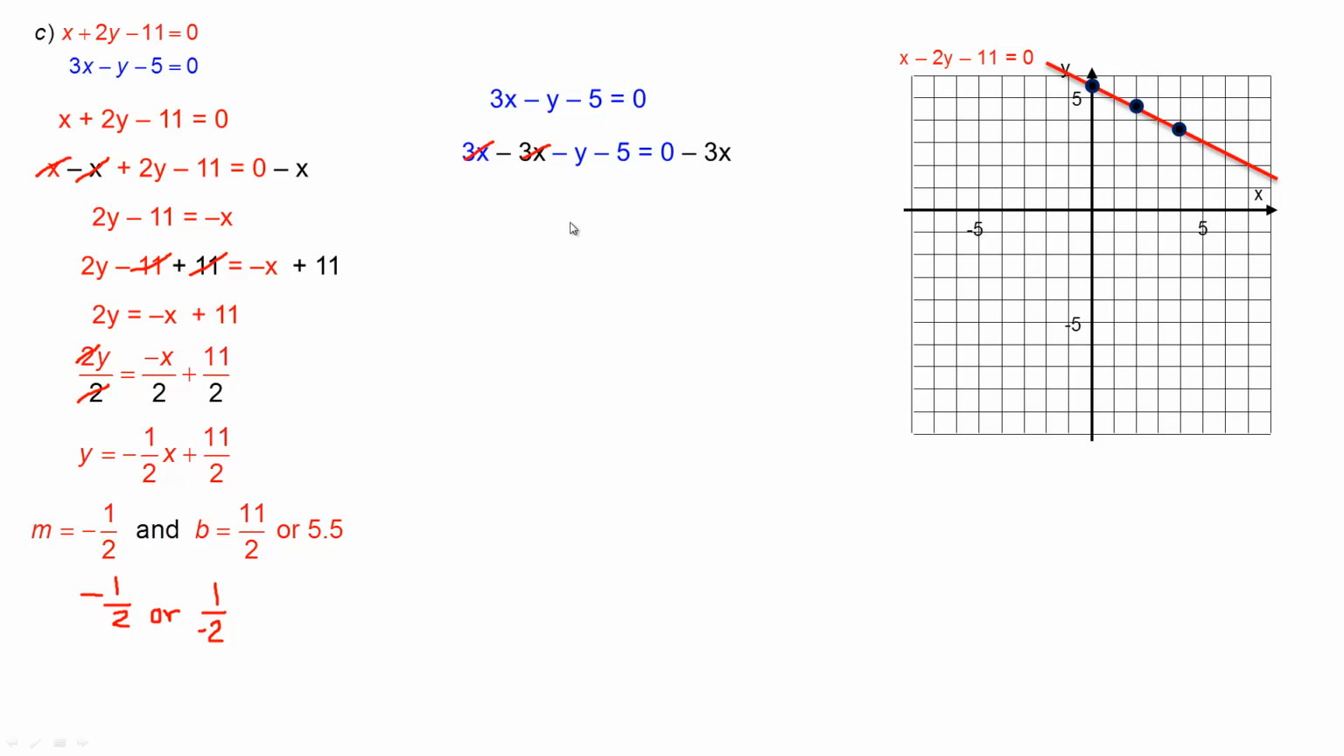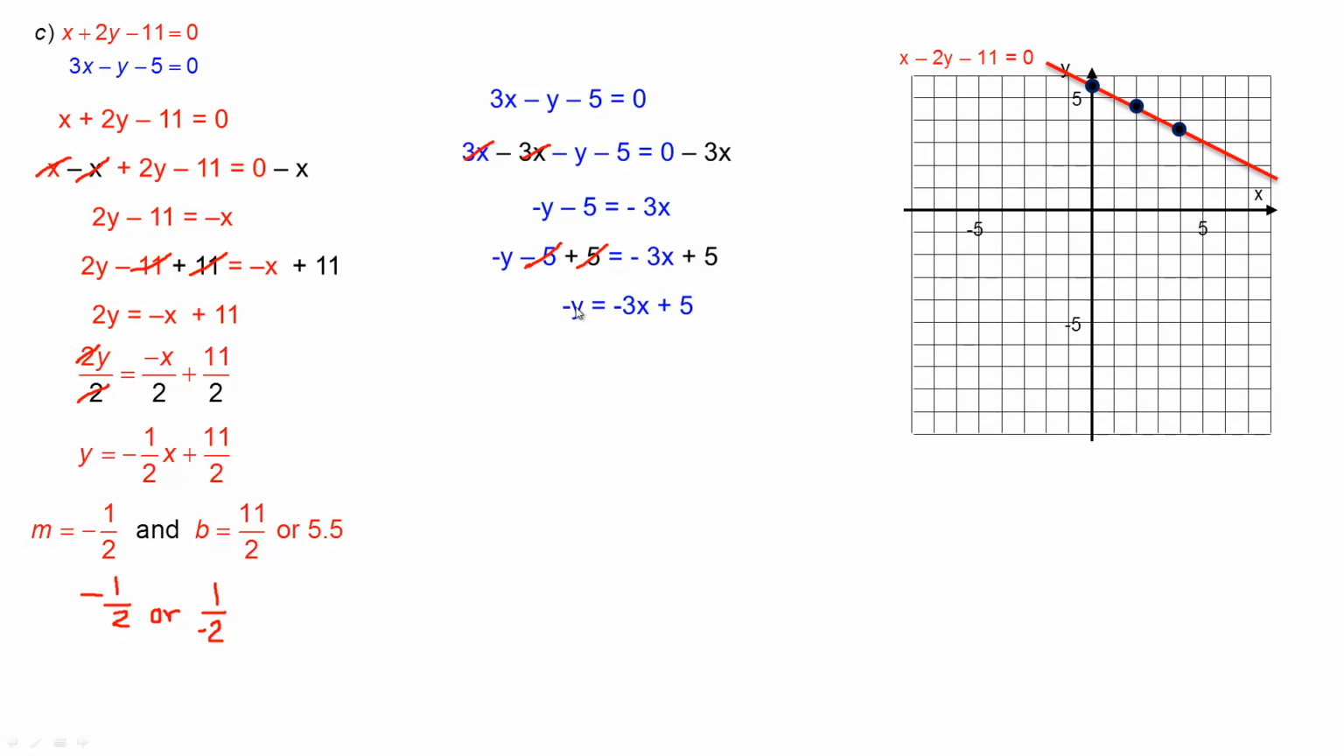So now what we have on the left is negative y minus 5, and 0 minus 3x would be negative 3x. Now, I want to get rid of the negative 5 because I want just the y left, trying to isolate for y. So the 5 is being subtracted from the negative y, so I would add 5 to both sides, and just like several times previous, those add to 0. So I have just a negative y on the left, and that would equal negative 3x plus 5.